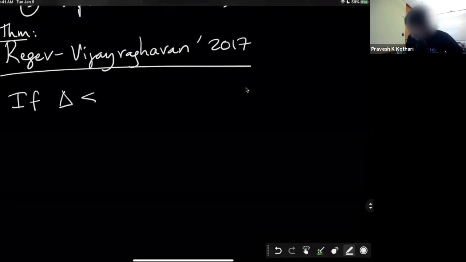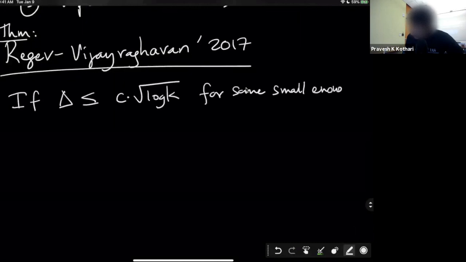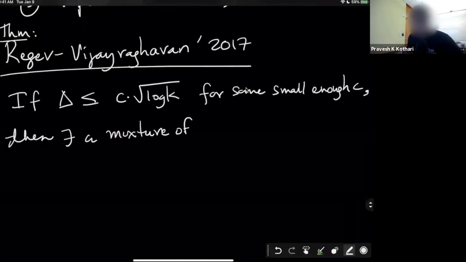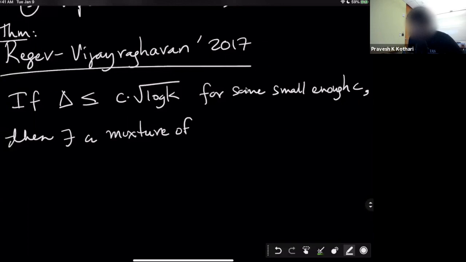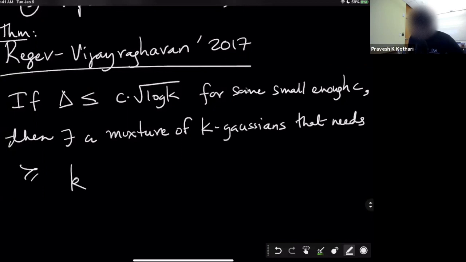If delta is less than C root log k, for some small enough constant C, then there is a mixture. The model for generating the data that I told you is called a mixture of k Gaussians model. I didn't define this name, but I'm going to use it because it's roughly intuitive. So there is a mixture of k Gaussians that needs some k to the poly C samples.